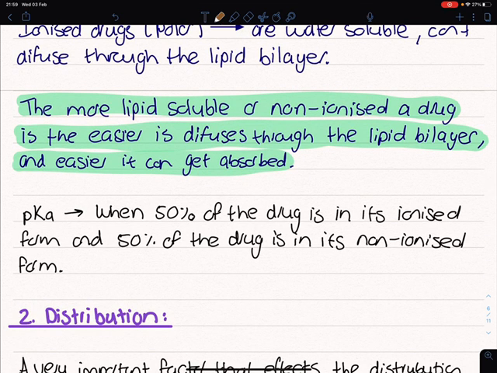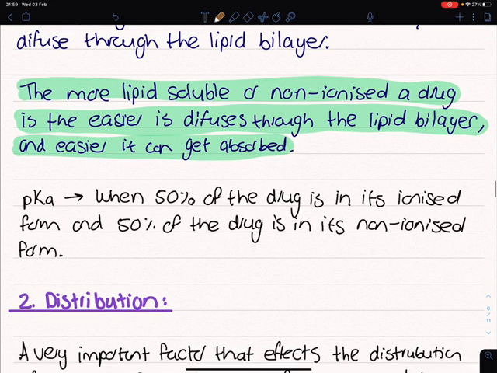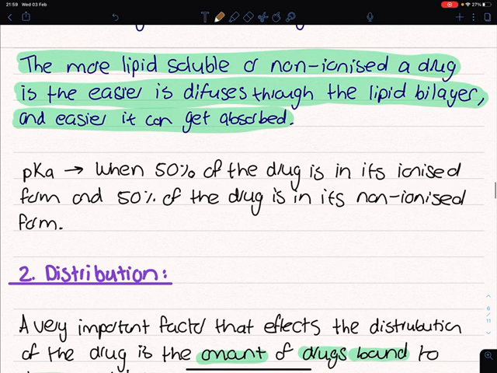Okay, then also the pKa value. The pKa value is the value where 50% of the drug is ionized and 50% of the drug is non-ionized. Okay, so the take-home message about absorption and distribution for that matter is that it needs to be a non-ionized drug in order to diffuse through the lipid bilayer for absorption and distribution to take place.